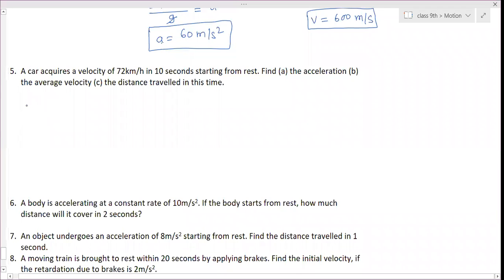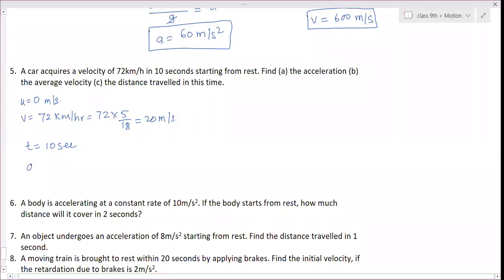Initial velocity equals 0. Final velocity equals 72 kilometer per hour. That's 72 into 5 by 18, that's 20. Then time equals 10 seconds.